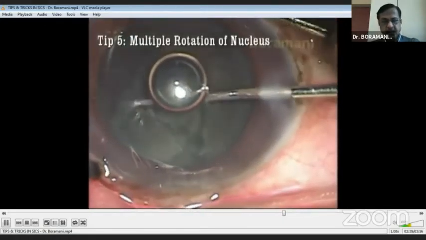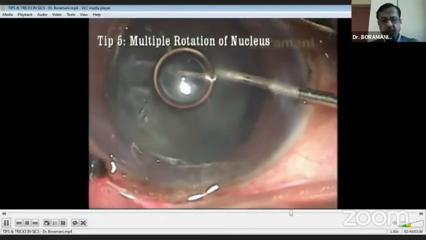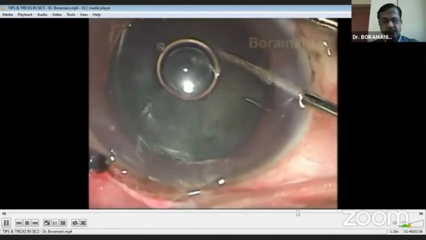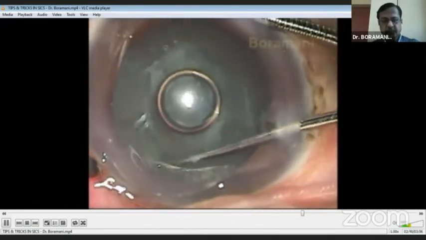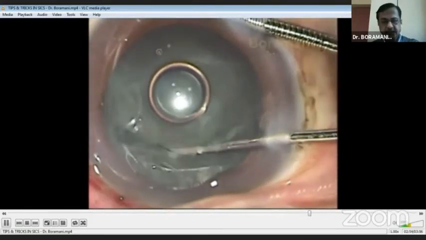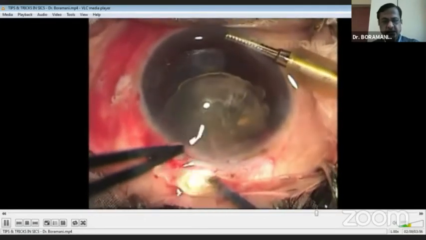Now this is my technique of multiple rotation of the nucleus. Even if you feel that the nucleus is free, you rotate it multiple times, clockwise as well as anti-clockwise. The advantage of this is that you free the cortex from the capsule, and the capsular polishing also takes place. Recently I have seen Dr. Neto Roselli's video, where he calls it a nuclear spin.